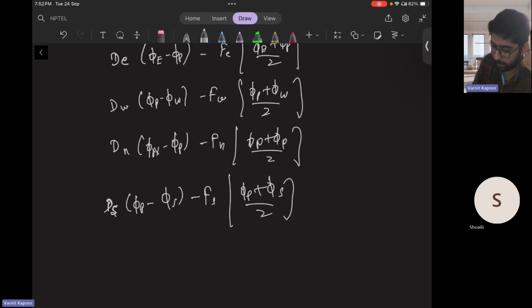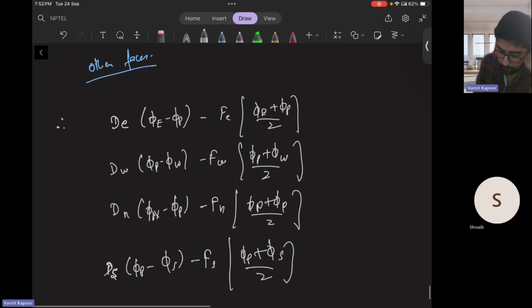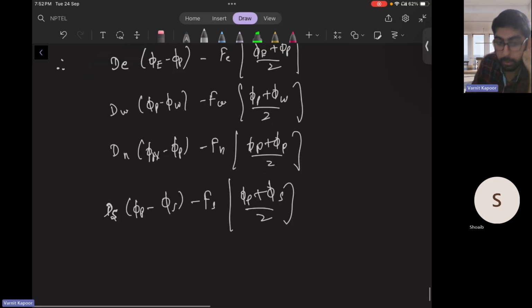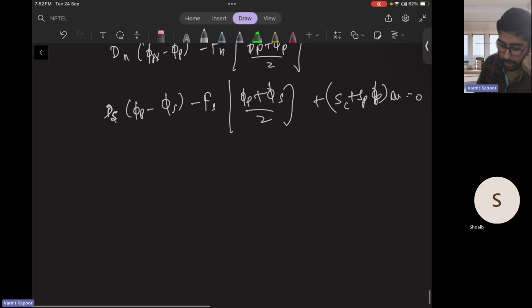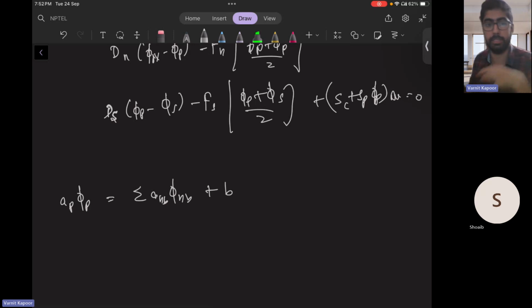Plus, therefore your whole equation will look something like this: S_C plus S_P phi_P delta V equal to 0. This is your whole equation. So this is in the form of A_P phi_P equal to the summation of A_nb phi_nb plus B, where we have A_east, A_north, A_west, A_south.